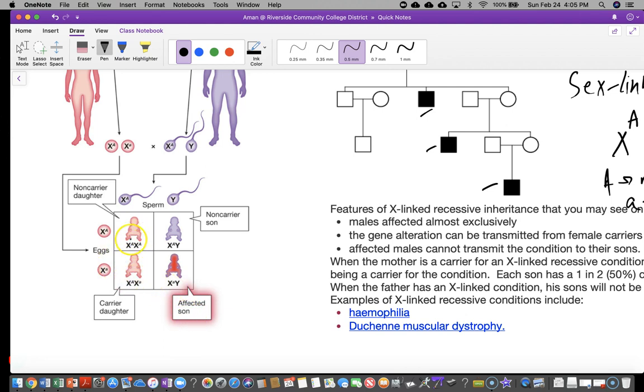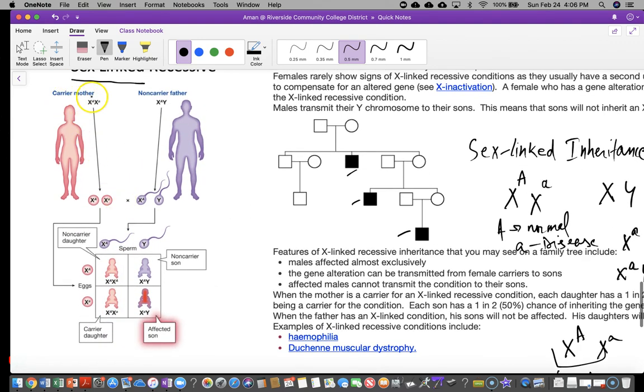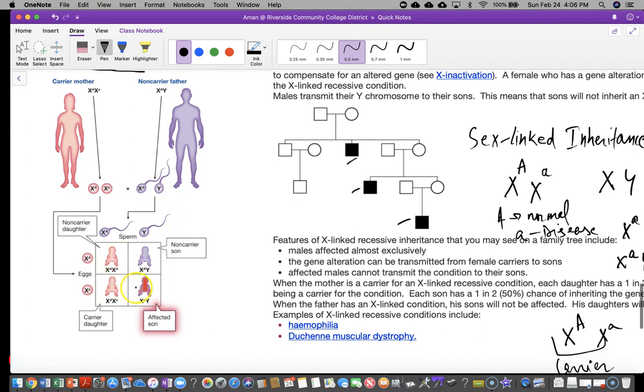Okay, now if you see on the left hand side, you got X capital A X capital A, absolutely normal female, not even a carrier. When you go here, X capital A X small a, this is a carrier daughter who is normal. Keep in mind that this daughter is not going to show you any symptoms of hemophilia, but is going to be a carrier. Okay, so what we can notice here is that we started with a female carrier, so mother carrier, and then the father was not a carrier, absolutely normal. And what you see is in the next generation, in their kids, the son was affected.